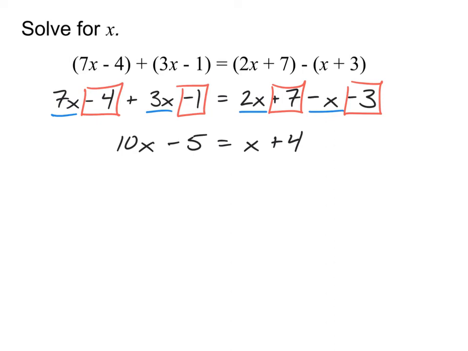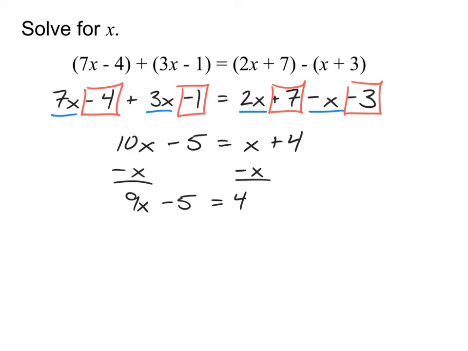All right. Now there's no more simplification that I can do on the left or on the right. So I'm going to move all the x's to the same side. And so I'm going to move this x from the right side to the left side. And so 10x minus x gives me 9x. That's 9x minus 5 equals 4 still.